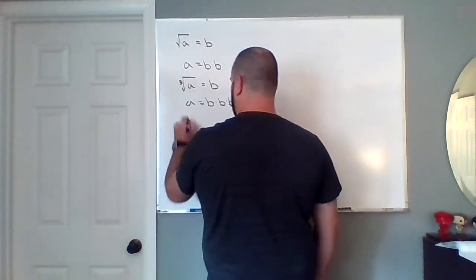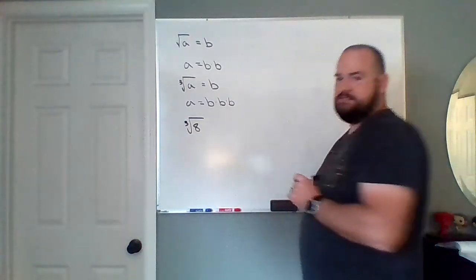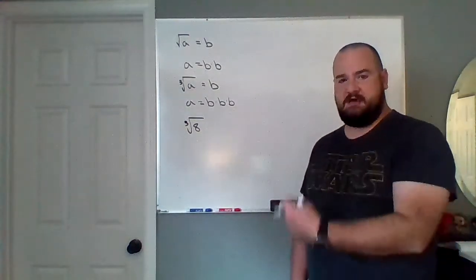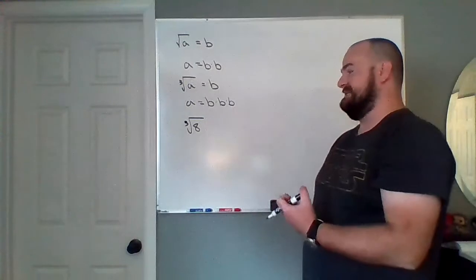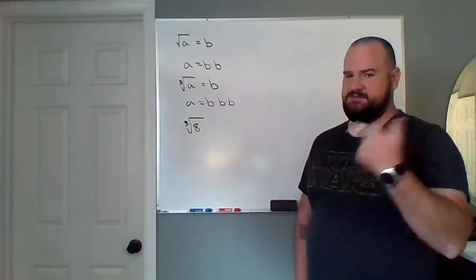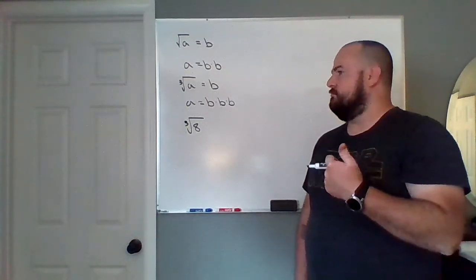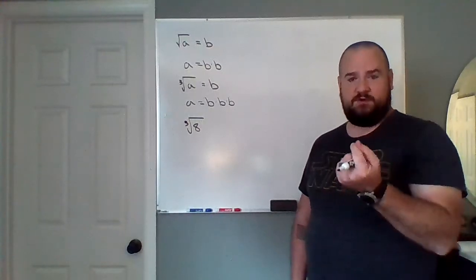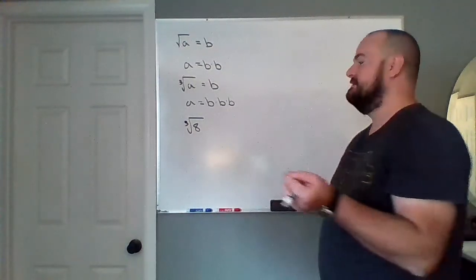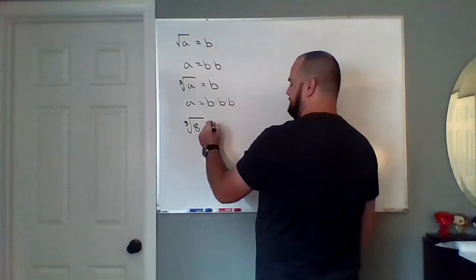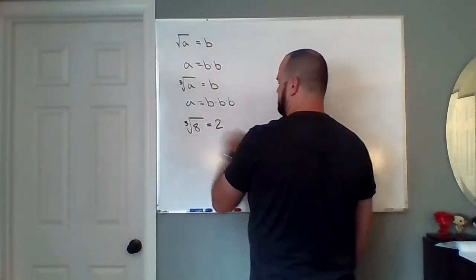So if we say, what's the cube root of 8? What number times itself 3 times gives us 8? 1 times itself 3 times is still just 1. What's 2? Well, 2 times 2 is 4. 4 times 2 is 8. So the cube root of 8 is 2.